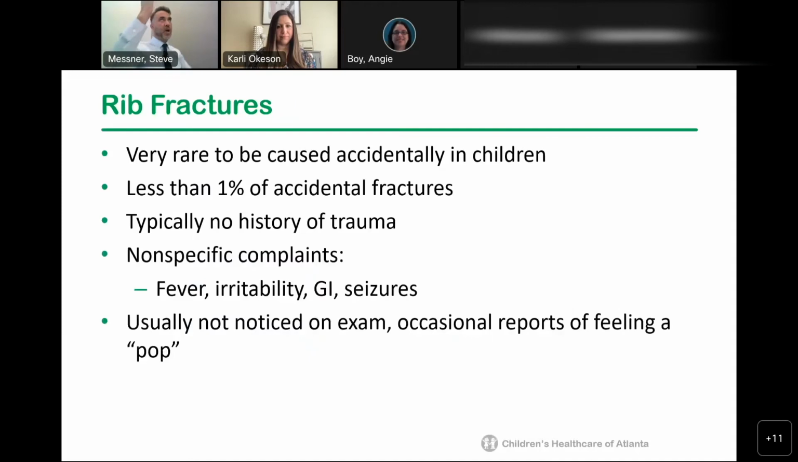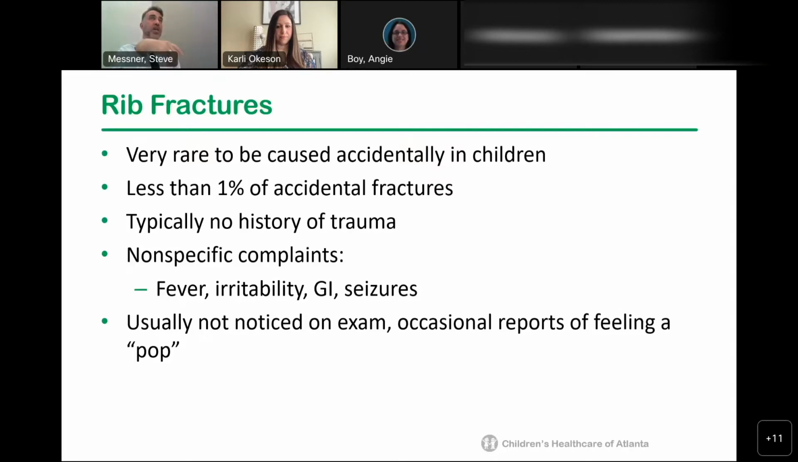The next high specificity fracture in young infants are rib fractures. They're very rare to be caused accidentally in children in general. If we see a rib fracture without any good history of trauma up until age 3, there's good studies that show that we should be looking for other signs of abuse in those children. It's actually very rare, less than 1% of accidental fractures. When we see just an isolated rib fracture, it's typically there's no history of trauma and that it's picked up, what we call incidentally, on a chest x-ray.